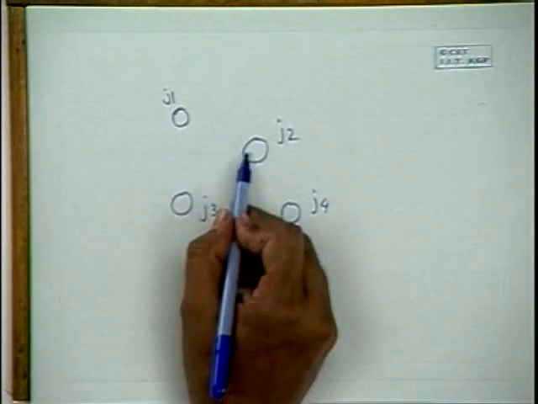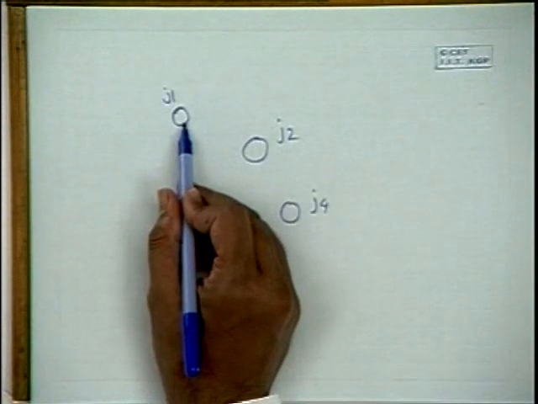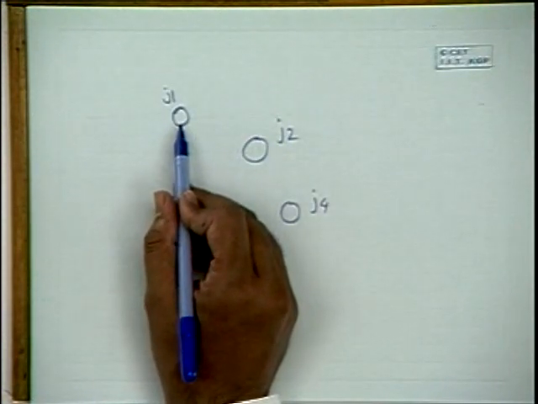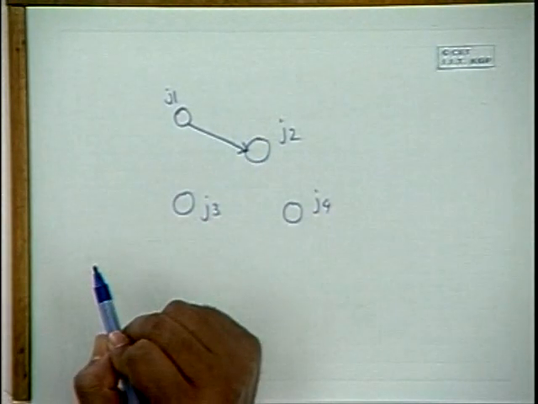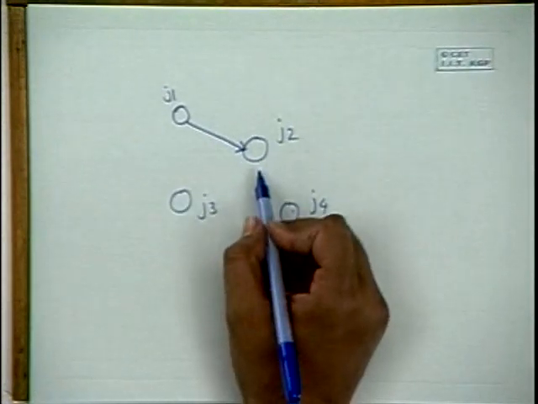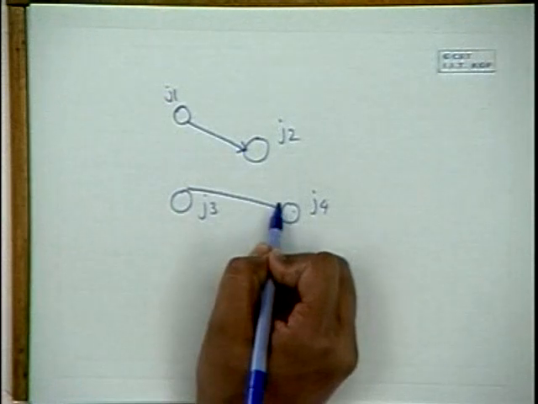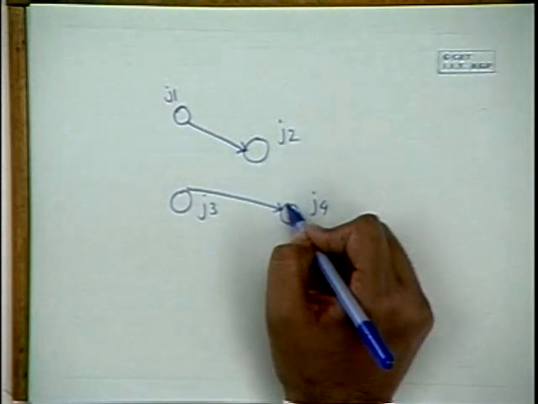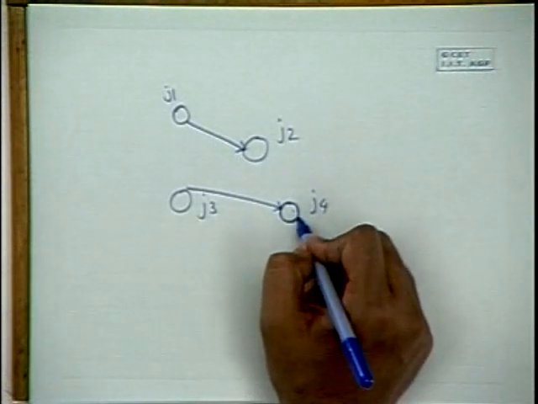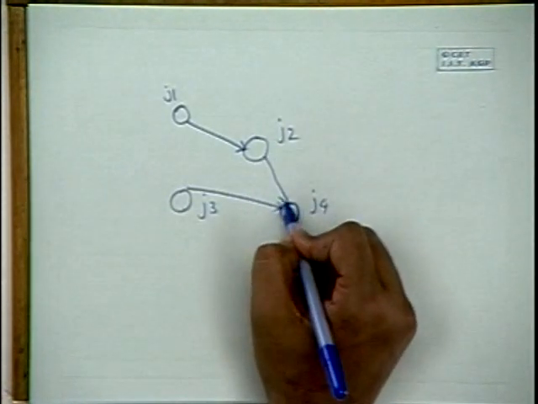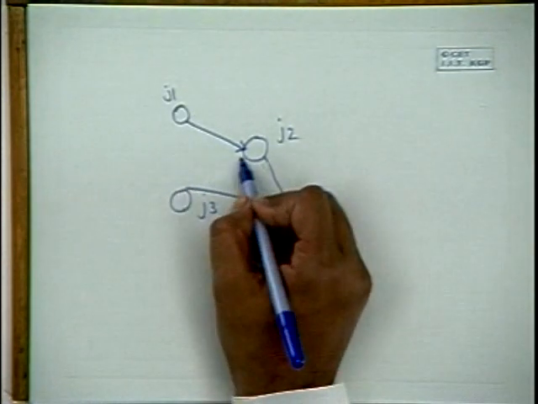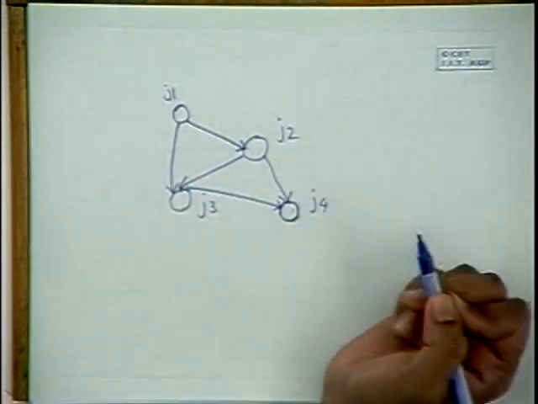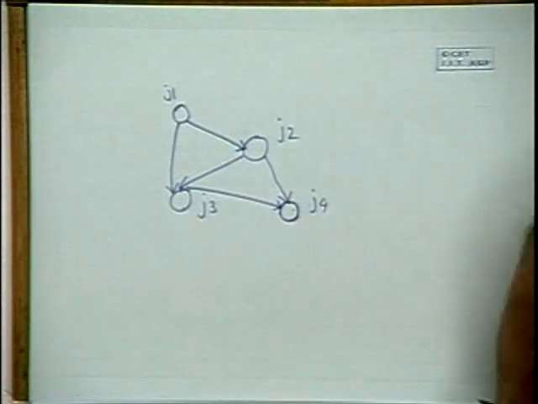And suppose J2 can happen only when J1 is finished. When J1 is done, then only I can start J2. So you can put that information like this. And suppose J4 can happen only when J3 is finished. So again you can put it this way. And for J4 I can put some more constraints, that J4 can take place only when J3 is done and J2 is done. And again I can say J3 will be done only when J2 is done and probably J1 is done. Suppose I have this scenario. You can see that it may be very complicated also.